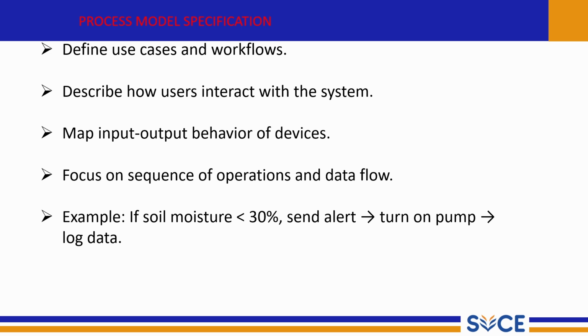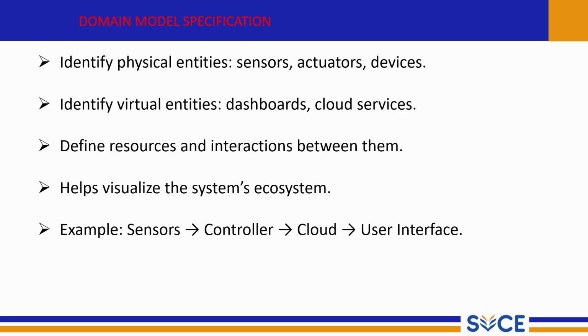Log data and notify the user. And then the third step is domain model specifications. Now we understood what the process is. We have taken the smart irrigation system.